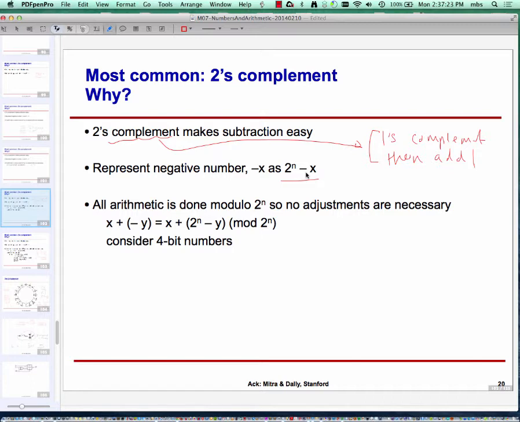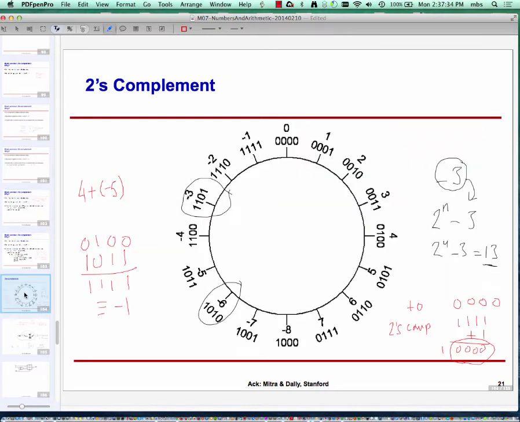Flip the bits and add 1. You basically take 2's complement. Same operation which took us from minus 5 to 5 will take us from 5 to minus 5. And you can see that works. And the reason, again, has to do with the modulo arithmetic. So you go back out here.